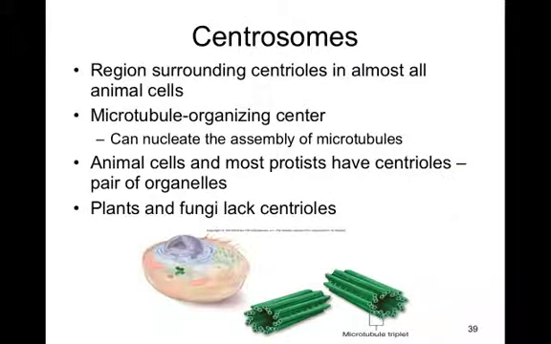Another type of movement that we see in cells is when organelles are moved and divided and put in place for cell division. The centrosomes are regions that surround centrioles in almost all animal cells. Centrioles are found at opposite ends of the cell. The centrosome is the microtubule organizing center. This is where we see the assembly of all of the microtubules that are involved in moving things around the cells. In particular, they're involved in moving chromosomes during the process of mitosis and meiosis.